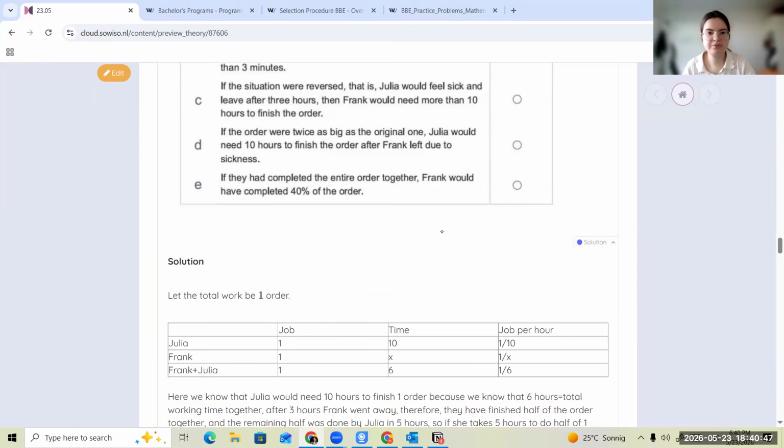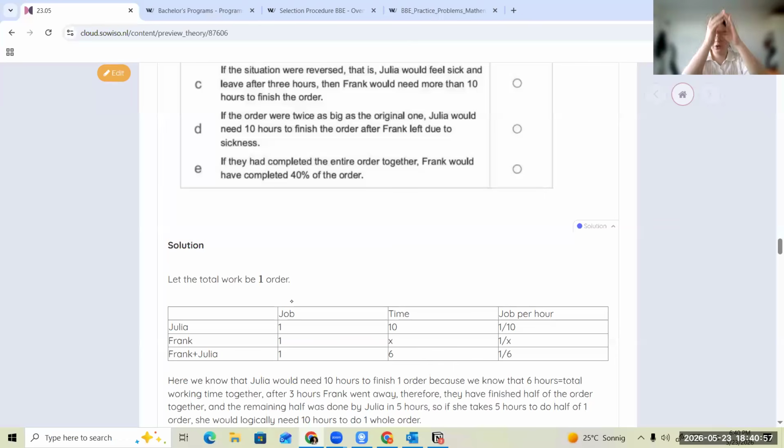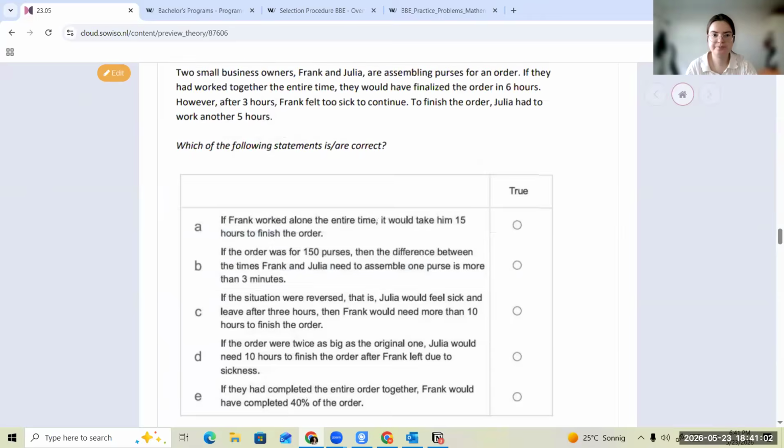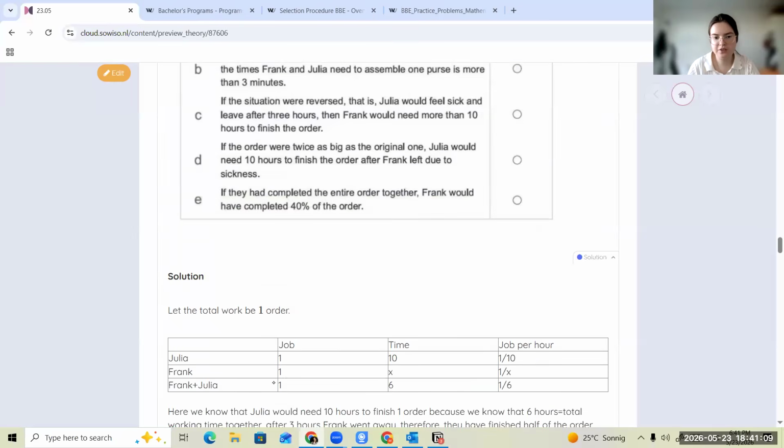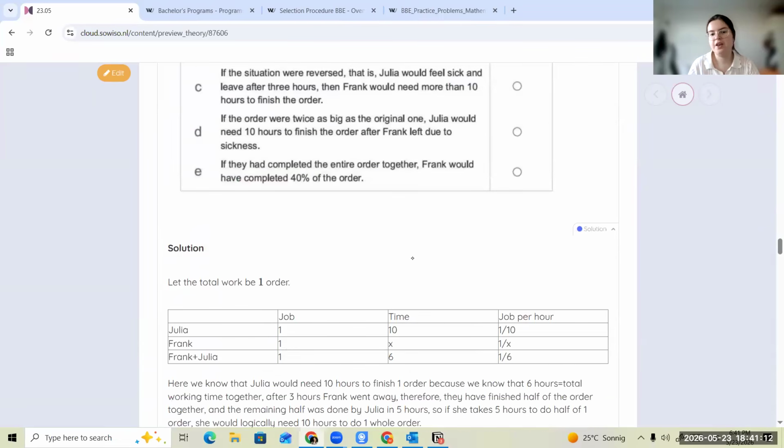So here, let the total work be one order, be it 100 cookies, 200 purses, whatever it is. We don't need to know. So it's one job. We know that Frank and Julia, if they worked together the entire time, need 6 hours. So for one order, Frank and Julia need 6. Job per hour formula, just job divided by the hour. So one job divided by 6. So 1/6 per hour. If you do it 6 times, you get one job.